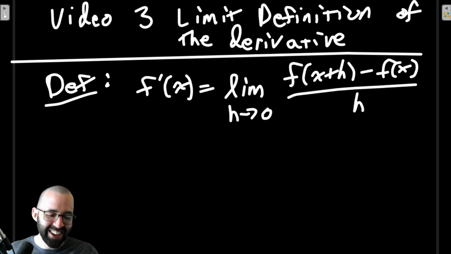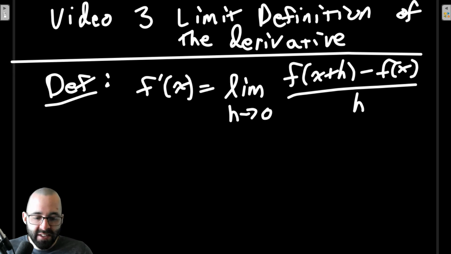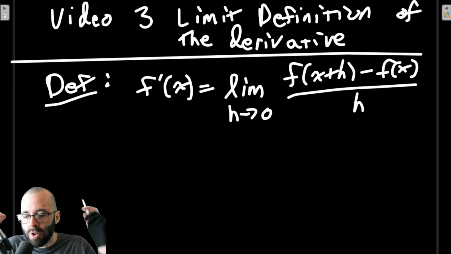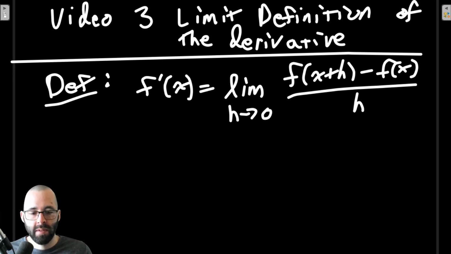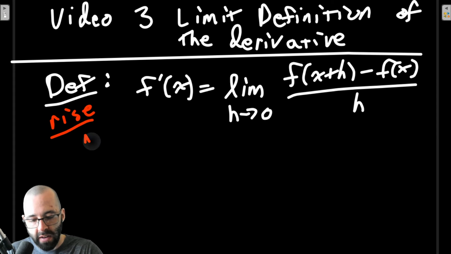All right, so this really goes back to the fact that derivative is slope. And this is slope, right? What is slope if not rise over run?